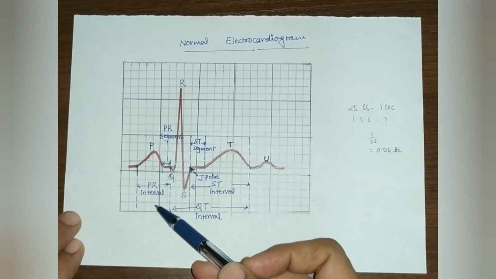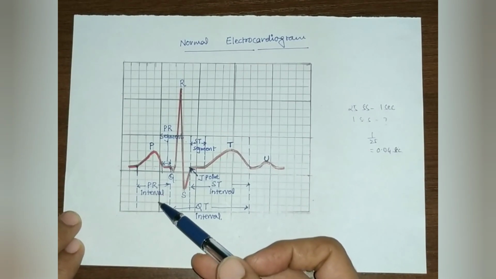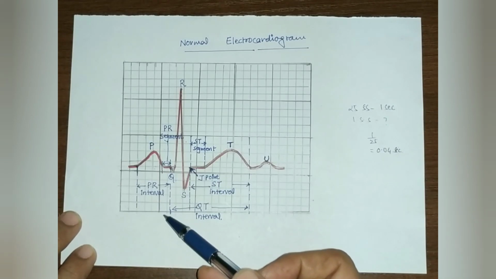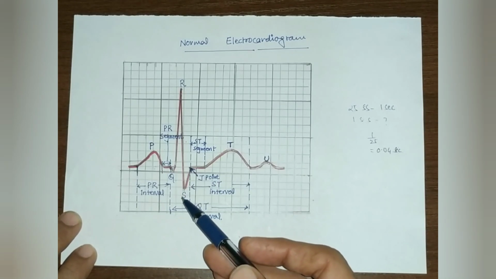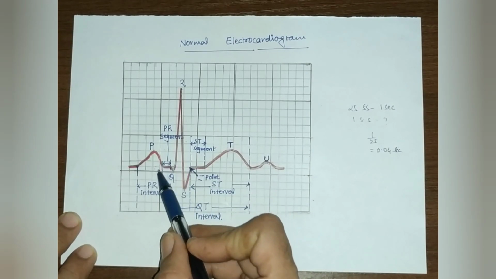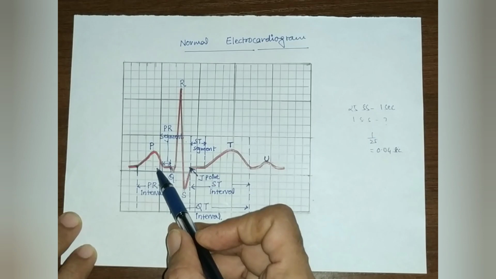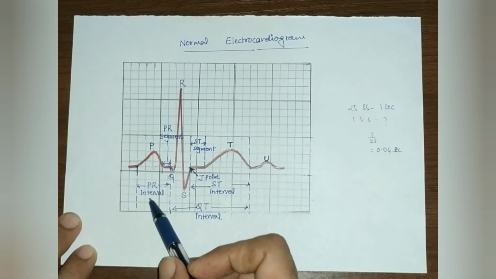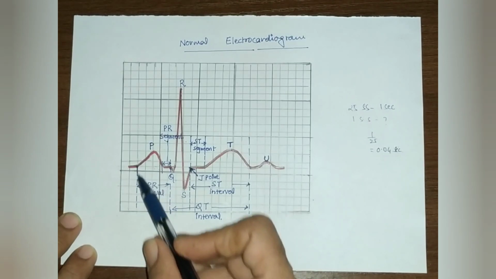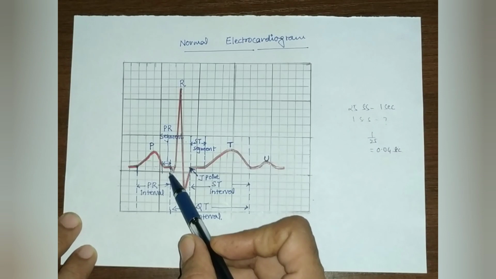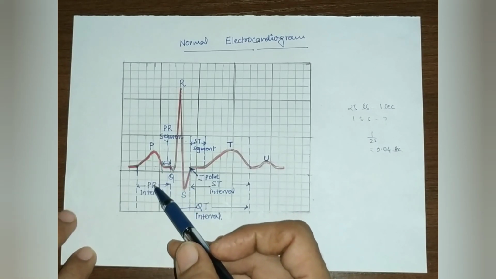Now we discuss various segments and intervals of ECG. First of all, what is the difference between segment and interval? Segment is a straight line connecting two waves. You can see here this is the PR segment between two waves. An interval is one wave plus connecting straight line. Here you can see in case of PR interval, P wave plus connecting straight line. Let us start with segments first.